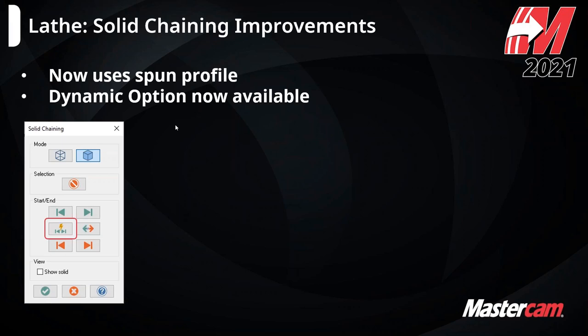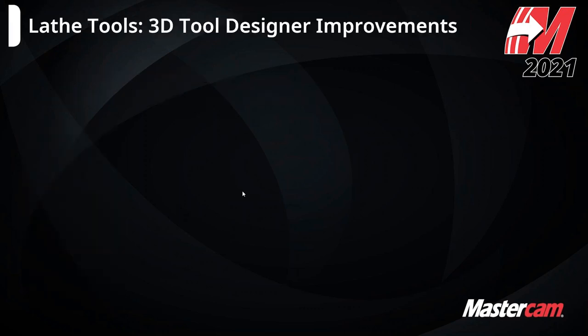There's now a dynamic option as well. So before, if you were solid chaining, you couldn't pick your start position right off the solid model. You'd have to have wireframe. So the other enhancement here is you can now automatically select right along the solid where you want your particular start location to appear. We've also done a lot more with the 3D tool designer.